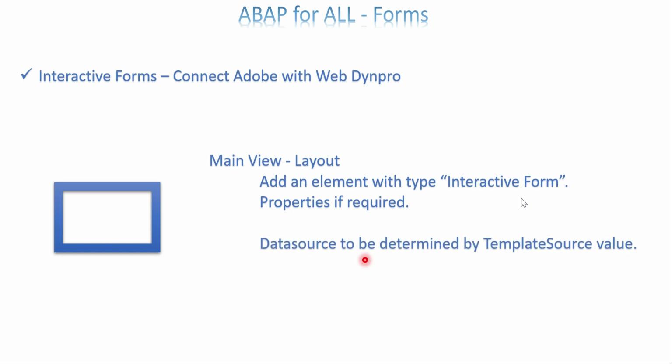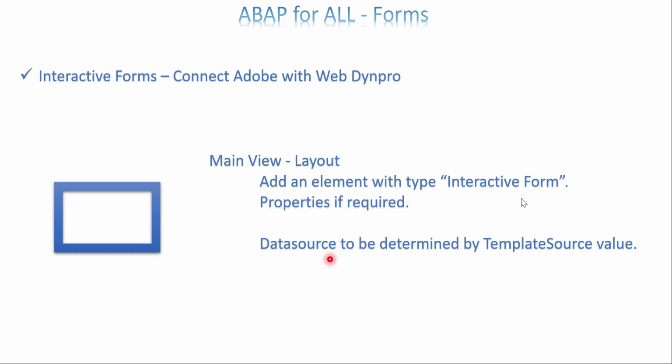There are two properties in that. One property is data source, and the other is template source. The data source can be determined automatically, using the value which we as developers enter in the template source. Template source is a field which accepts your Adobe forms. It may be your custom or your standard form. Whatever form you want to include in the Web Dynpro component, that particular name is to be entered in the template source property. Once you enter it, the data source is automatically determined based on your value.